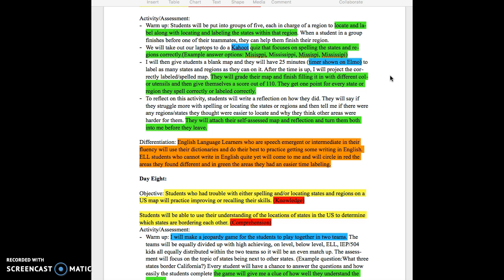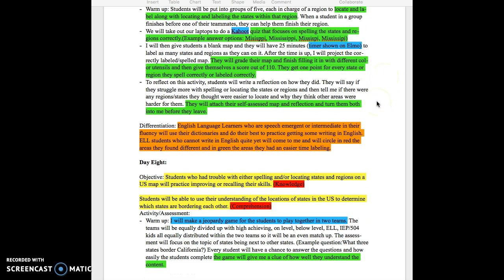So I'm going to put the timer on the Elmo so they can see, and then they're going to grade it themselves out of 110. So it's 55 things to label. They get a point if they spell it correctly, and then they get another point if they locate it correctly. So that's why it's 110.